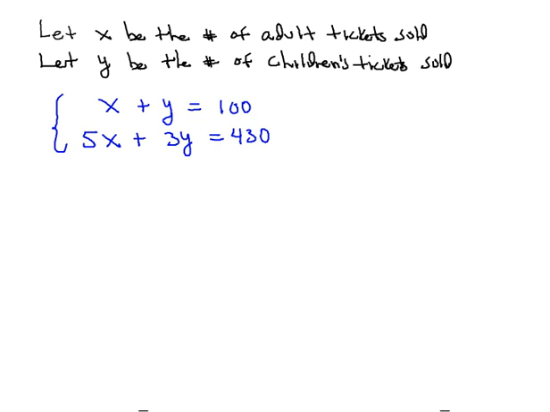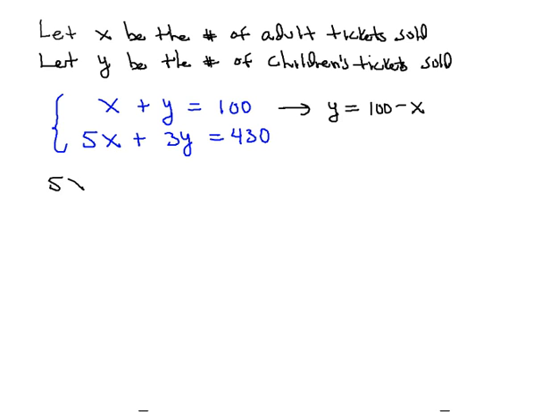Now, to solve this, we could either use elimination or substitution. And I think I'm going to lean towards substitution here. What I'm going to do is solve the first equation for Y, and write Y is equal to 100 minus X. So let's substitute that expression for Y in the second equation.